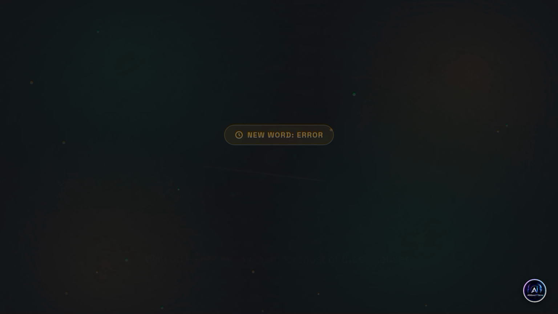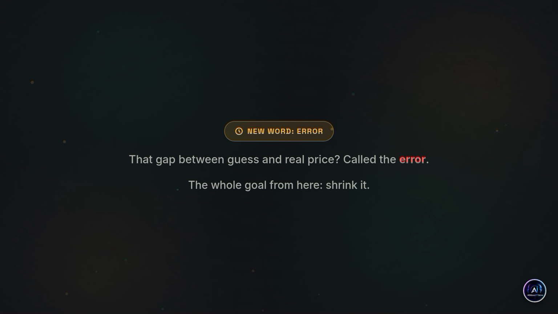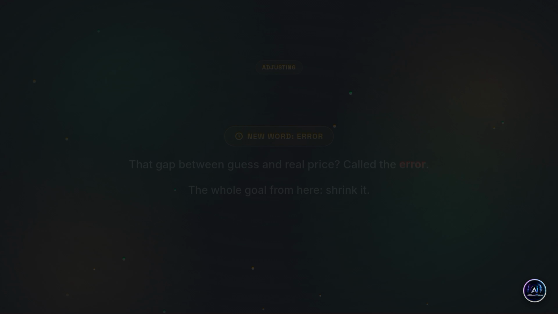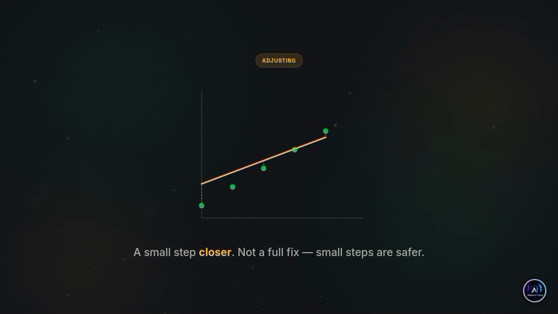That gap between the guess and the real price is called the error. Right now, the error is large. The whole goal from here is to shrink it. So the model nudges its line a little closer to the real pattern. Just a small step, not a full fix, on purpose. Small, careful steps are safer than big, risky jumps. It checks again, closer this time. Still not quite right, but clearly better than the very first guess.